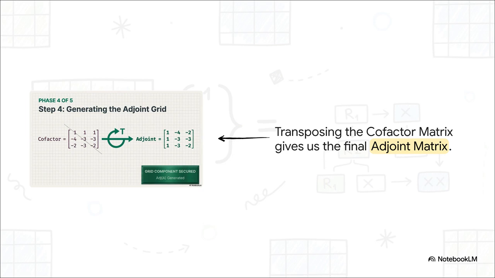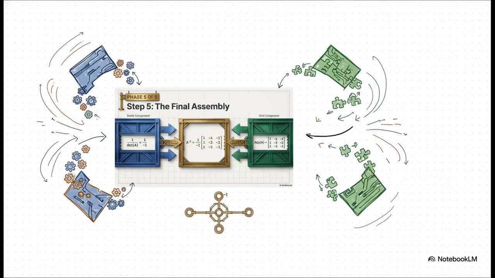So let's take stock. We've got our scalar component, the determinant from phase 1. And now we've got our grid component, the adjoint matrix, from phase 4. We are finally ready for assembly. It's time! Phase 5, the final assembly. This is where we bring our two finished components together. And the formula is beautifully simple. The inverse is just 1 over the determinant, that's our scalar component, multiplied by the adjoint matrix, our grid component.